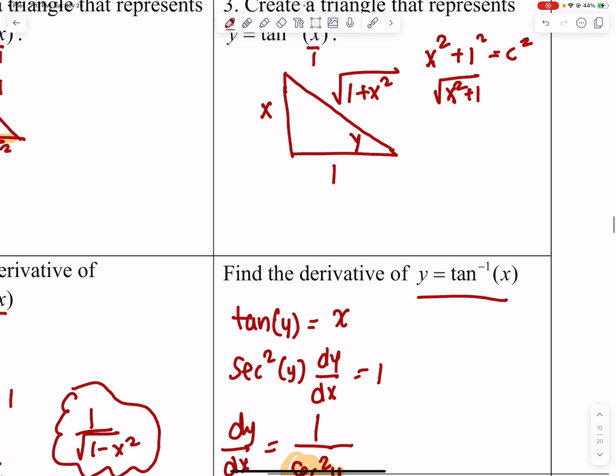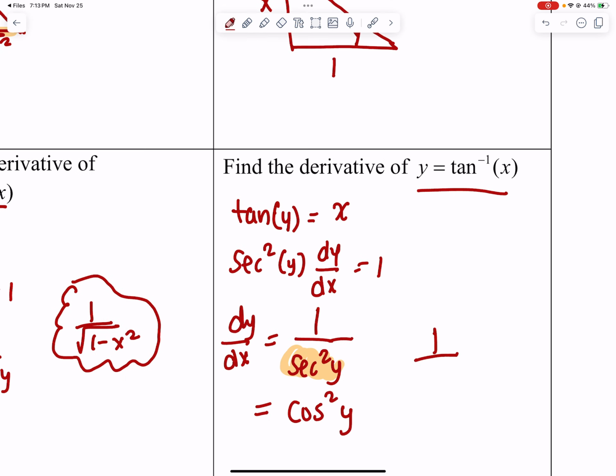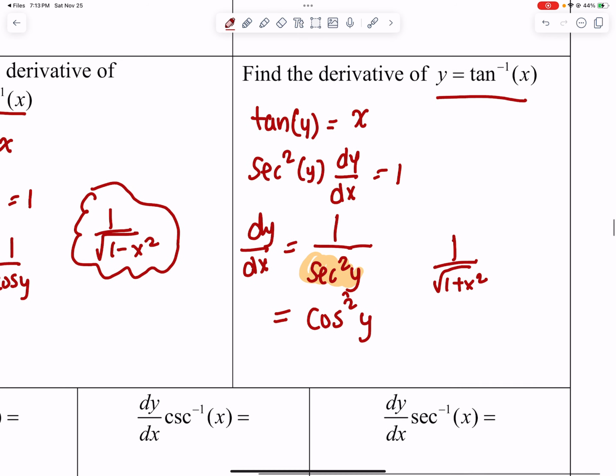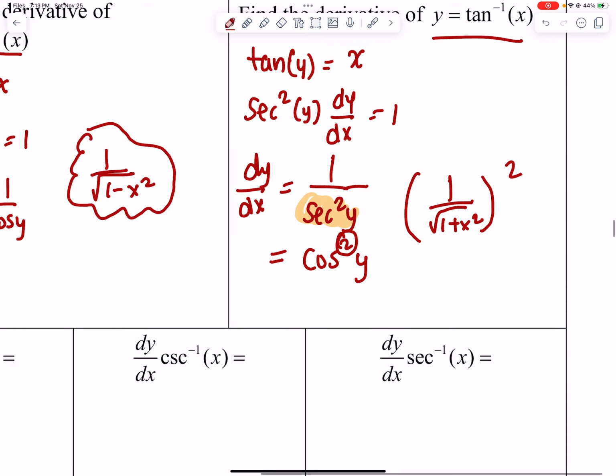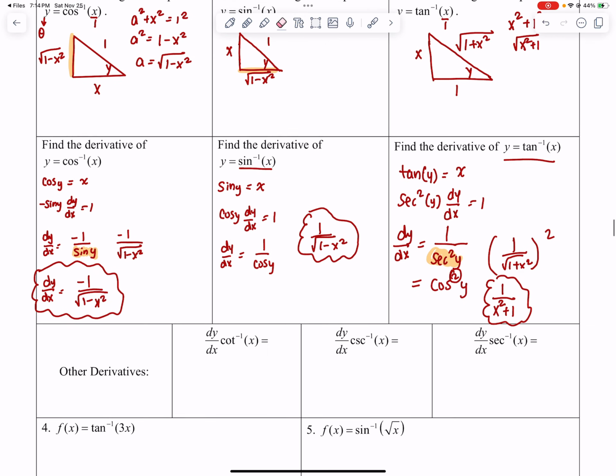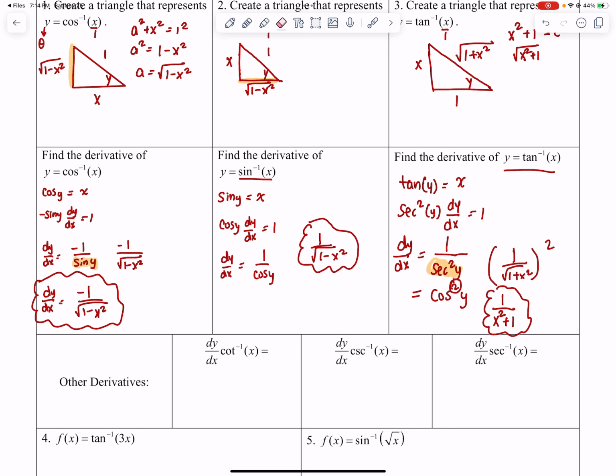Well, if I were to look at this, remember that cosine is going to be adjacent over hypotenuse. So we have adjacent, which is 1, and then my hypotenuse being square root of 1 plus x squared. Then since I have a square right here, I'm going to square that, which means that my derivative of inverse tangent is just going to be 1 over x squared plus 1, or 1 over 1 plus x squared. I don't care what you say. And that is going to be your inverse derivatives of sine, cosine, and tangent.